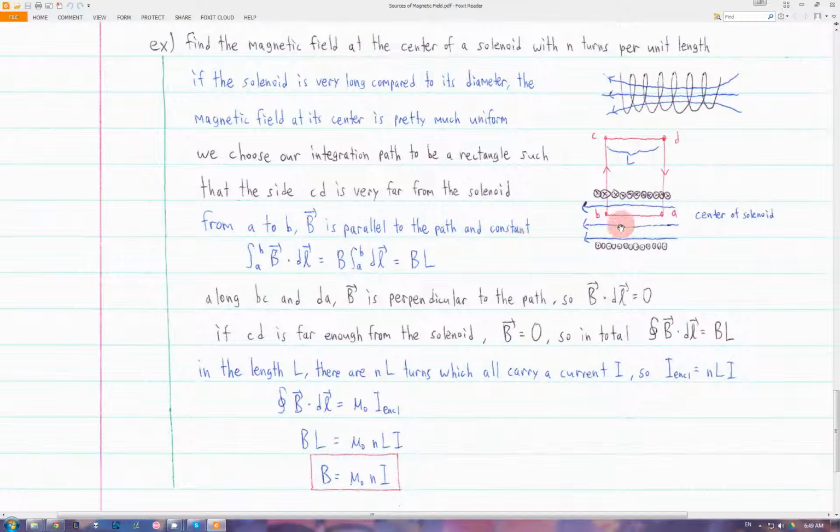So the magnetic field at the center of a solenoid is equal to mu naught times n, the number of turns per unit length, times the current.